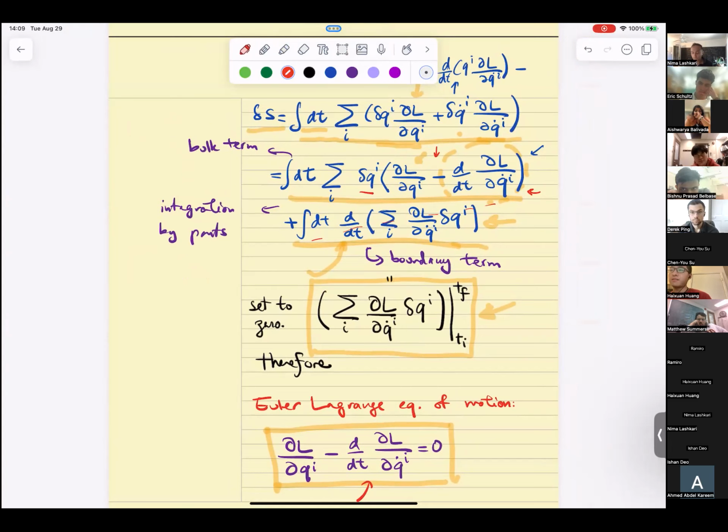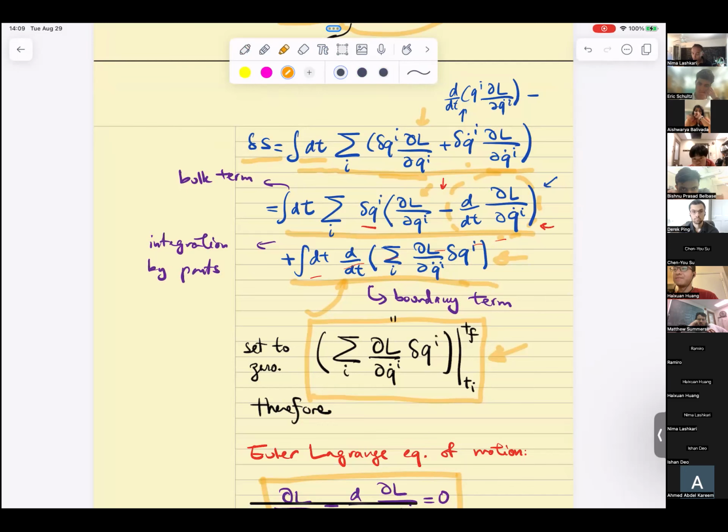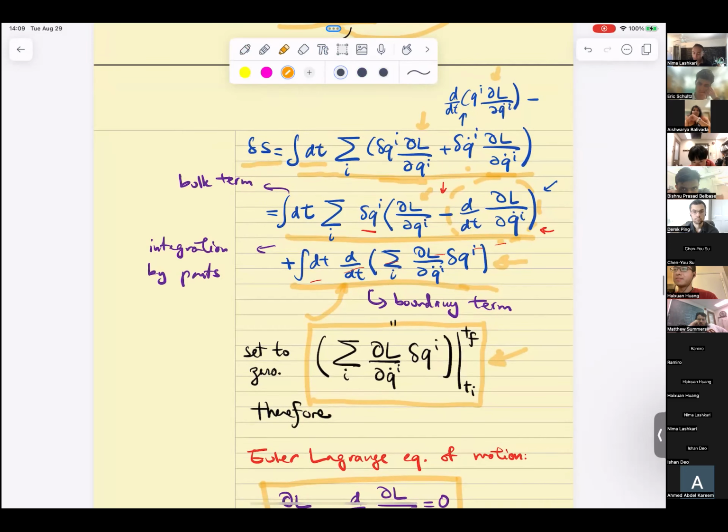I think on the top of this page, it should be d/dt delta q_i. Sorry, yeah, on the top right corner. Oh, yes. Yeah. Thank you. Yes, correct. Thank you. Any other questions?